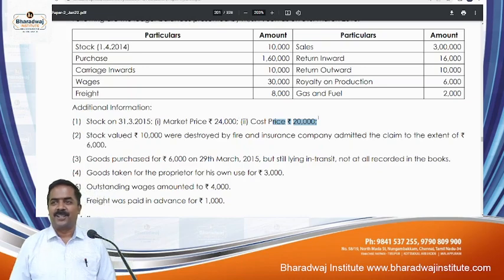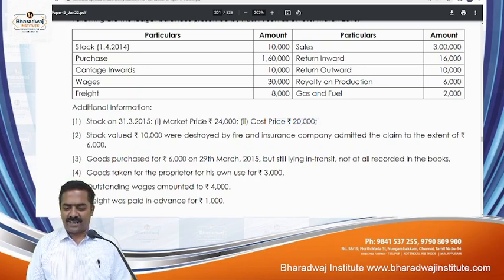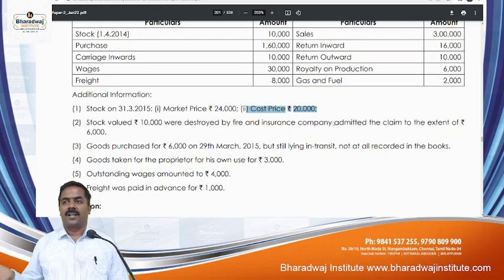Plus 1, plus 2, it's okay. Stock will be valued at cost price or market price, whichever is less. Have you not studied this in plus 1 and plus 2? Conservatism: provide for losses. Stock should be valued at cost price or market price, whichever is less. So cost price is 20,000, market price is 24,000. Now which price will be taken? Cost price will be taken. Supposing the market price given was 16,000, then market price, whichever is less.